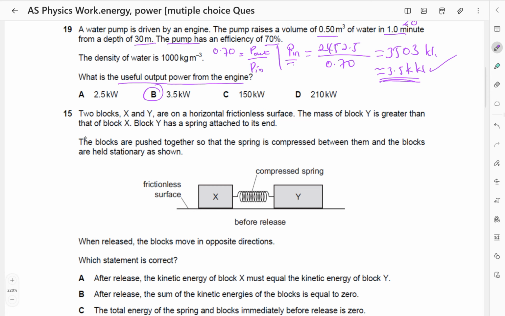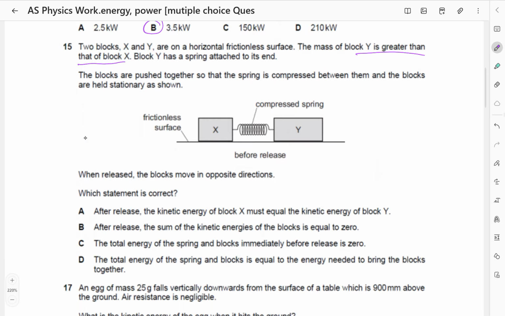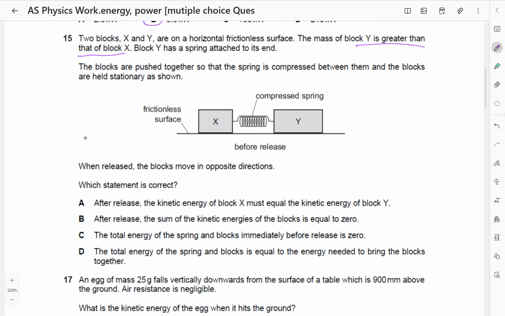Two blocks X and Y are on a horizontal frictionless surface. The mass of block Y is greater than that of block X. Block Y has a spring attached to its end. The blocks are pushed together so that the spring is compressed between them and the blocks are held stationary as shown.